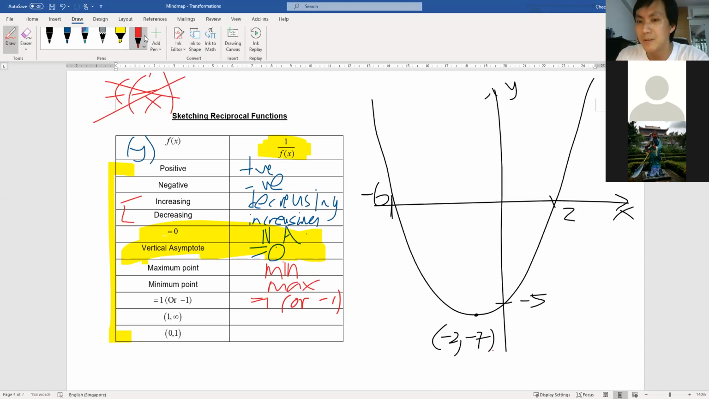Anyone? No? Okay. NA means not applicable. It means that it cannot have 1 over 0, which means it becomes a vertical asymptote.